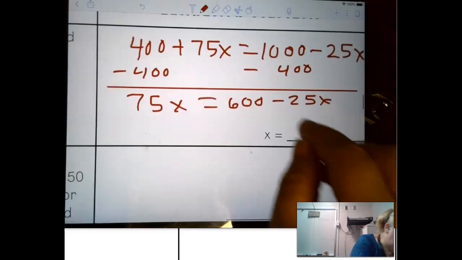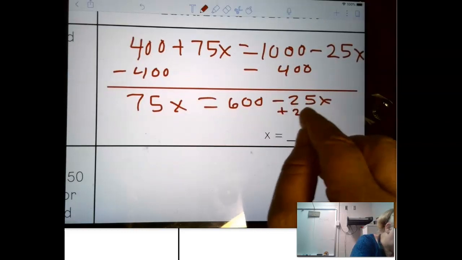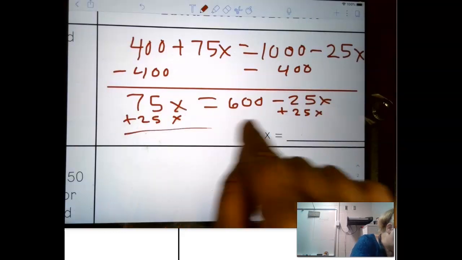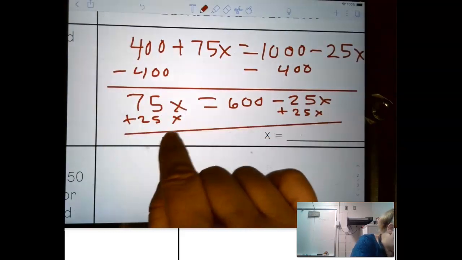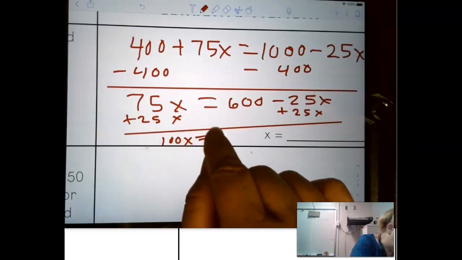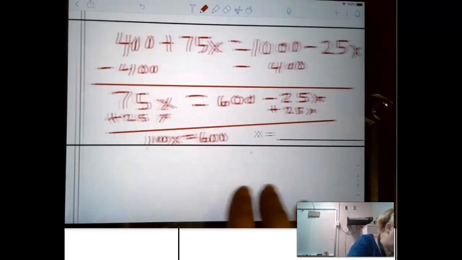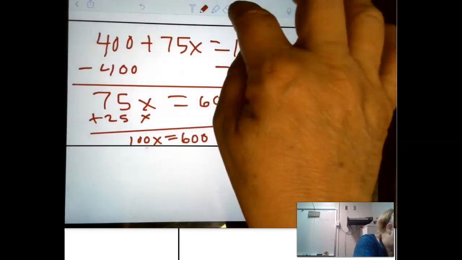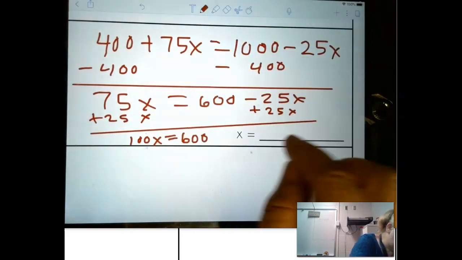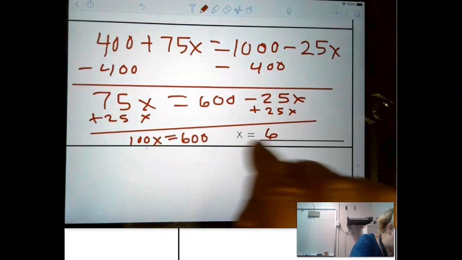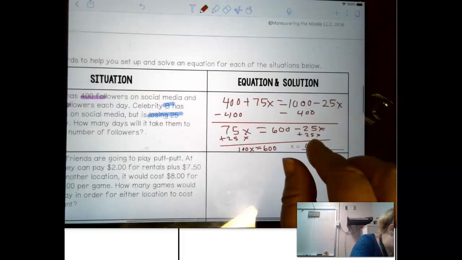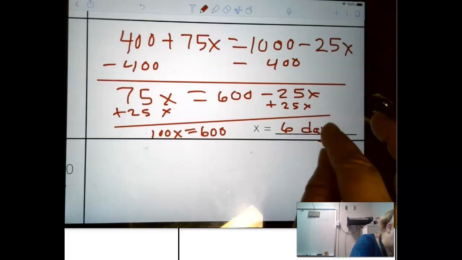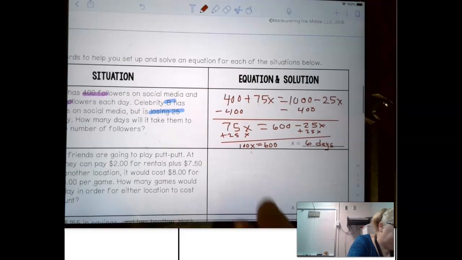And then I'm going to add the 25x to both sides. And that will give me 100x equals 600. So when I divide 600 divided by 100, I get x equals 6 days, right? Yep, days. Always look back at the problem and make sure that you have the right type of units.